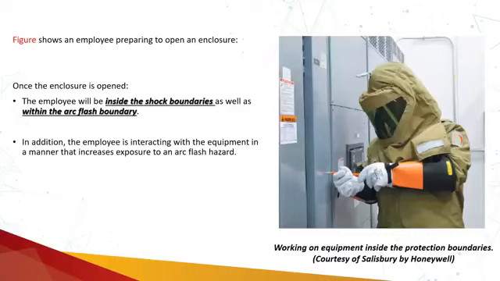Okay, so this person is trying to open an enclosure. When this enclosure is open, this person will find himself inside the shock protection boundary as well as within the arc flash boundary. In addition, the employee is interacting with equipment in a manner that increases exposure to an arc flash hazard. So he is already wearing all the PPE rated for the incident energy as well as for the voltage level.